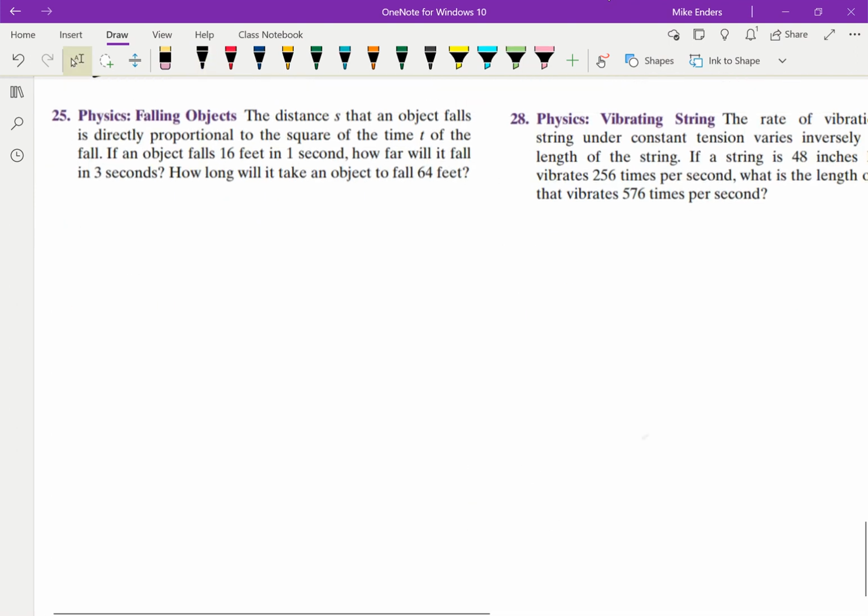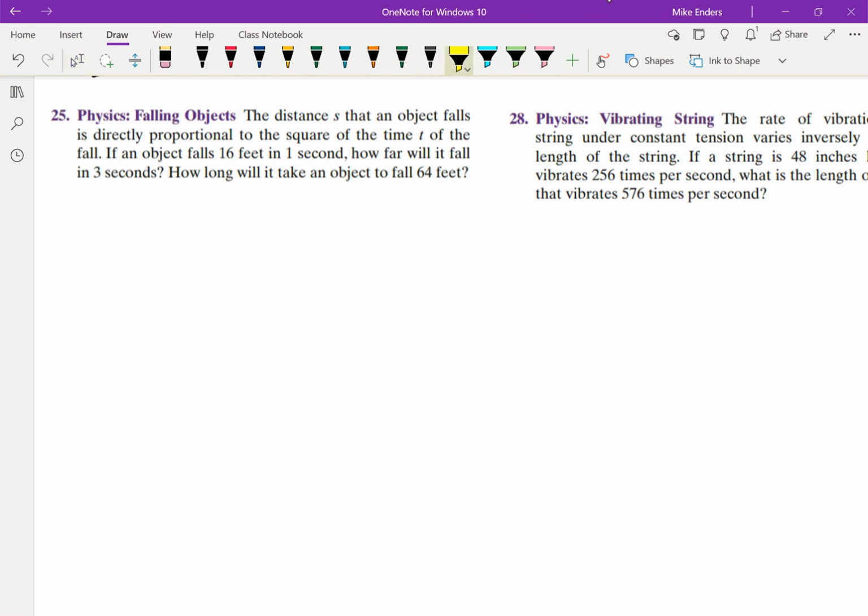Two more examples. These examples are in the textbook as well, in the exercises or homework material. This first one is number 25. Obviously, the second one is number 28. Let's see if we can figure this one out. The distance s that an object falls is directly proportional.